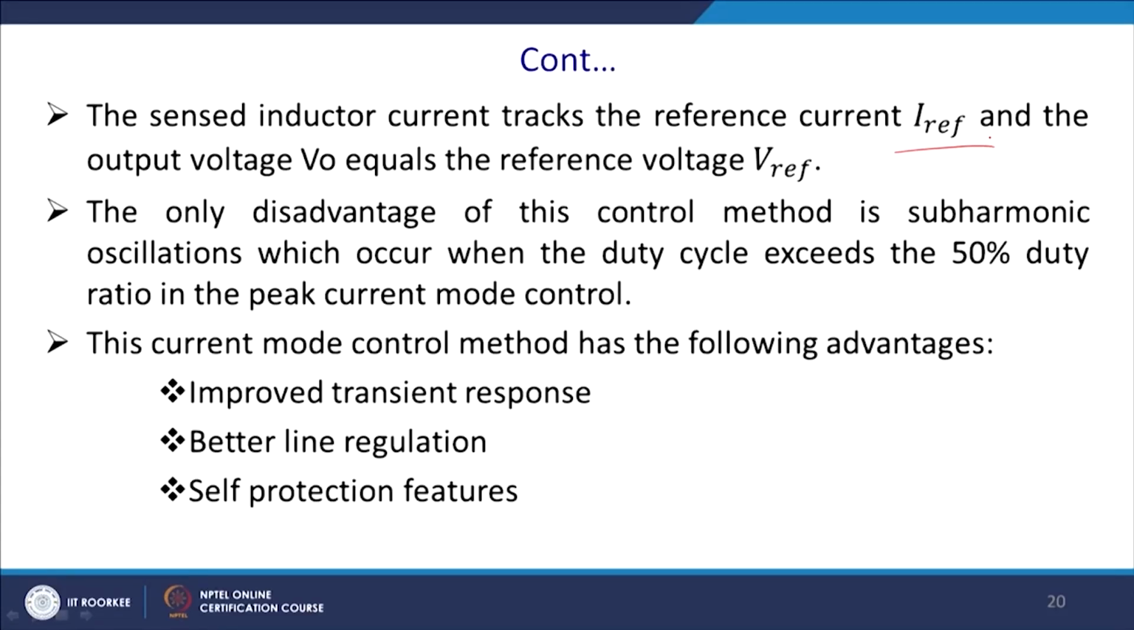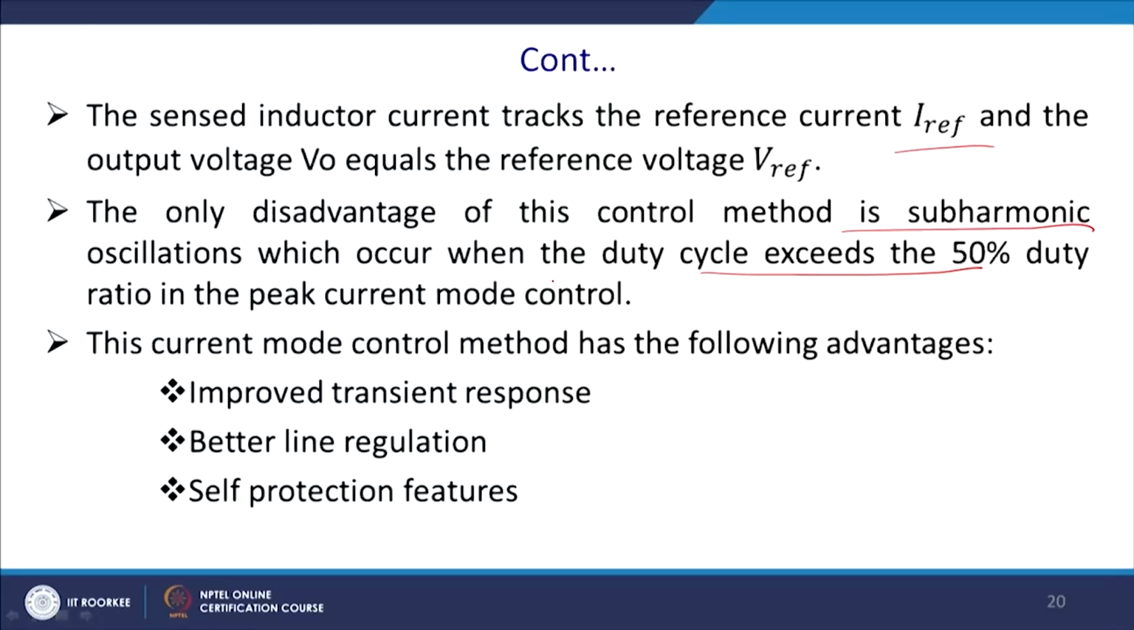The only disadvantage of this control method is that subharmonic oscillations, chaos, and other nonlinear phenomena occur when the duty cycle exceeds 50% of the duty ratio in the peak current mode control. These are also a control challenge.